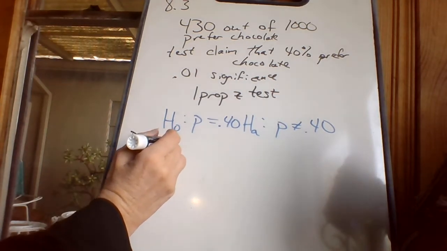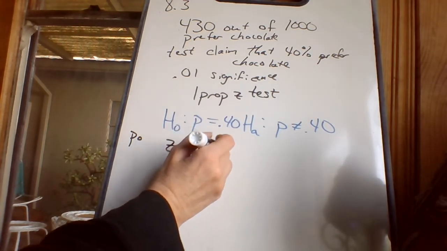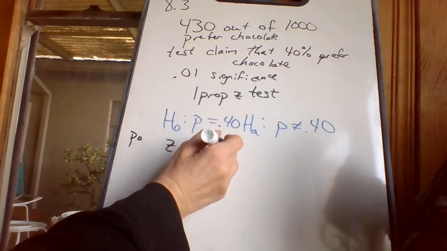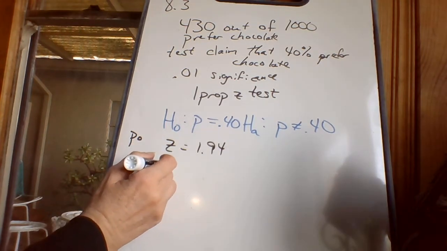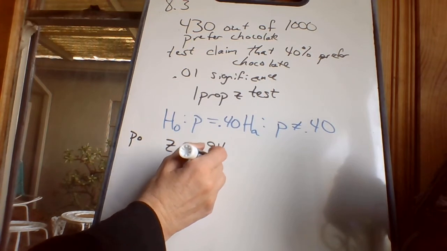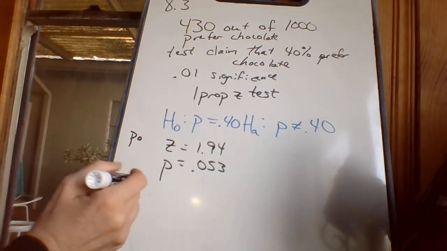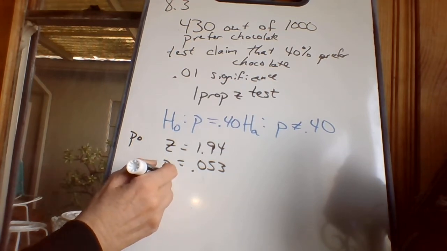It gives me a Z, which I'm supposed to write down because that was part of the question, 1.936, I'll call it 1.94. P is 0.0528. I'm going to call it 0.053. Then there's a P with 3 little pixels on the top of it.